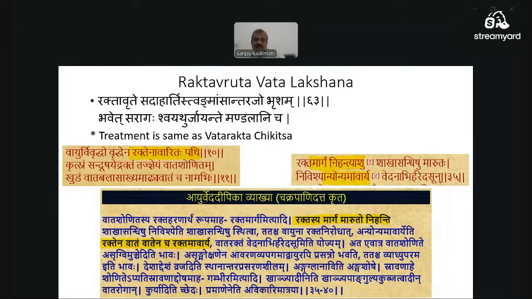Then what is Vatarakta? Clearly there is obstruction, Avarita Pathihi. That means air embolism, thromboembolism, and other obstructive vascular disorders, Siragranthi, DVT, Buerger's disease, TAO, thromboangiitis obliterans, all these can be considered as Vatarakta.